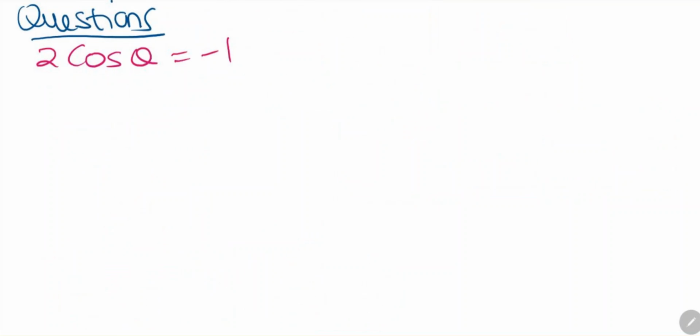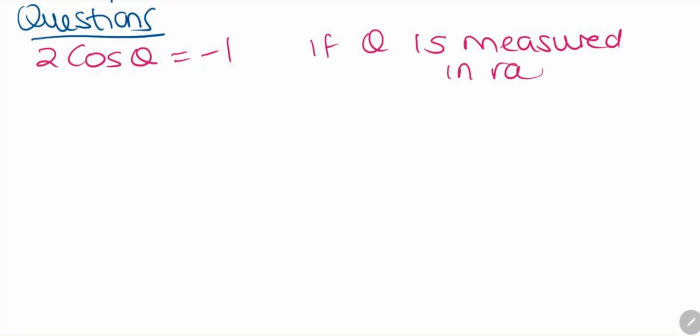Okay, so 2 questions. The first one is 2 cosine theta equals minus 1, and theta is measured in radians. So you can pause the video and have a go.